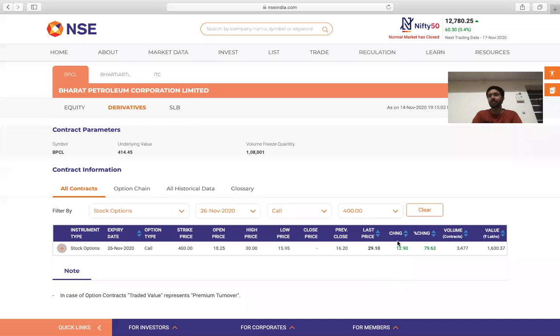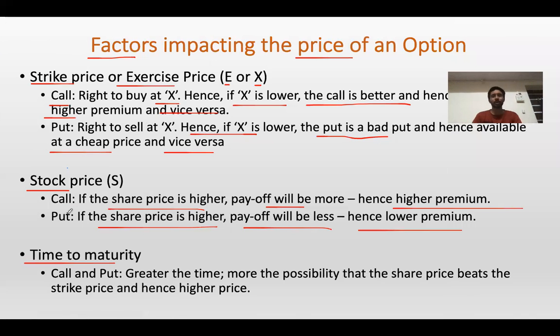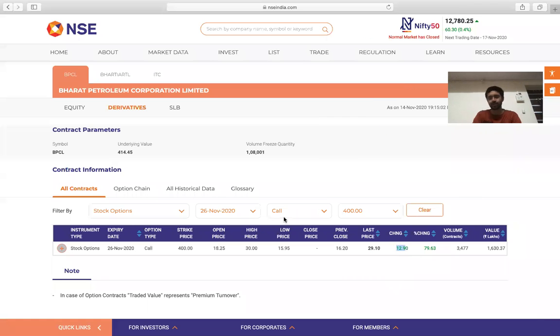The premium in our example moved by 12.9 rupees. In case of a put option, I don't really want to show, but fine, I'll just do it quickly. The share price actually went up, and yesterday the share had an underlying value of 394. So the put option was in the money yesterday, whereas it now became out of the money. So today the put option is worse off. Yesterday the put option was better.